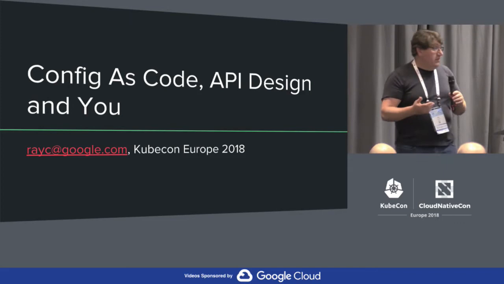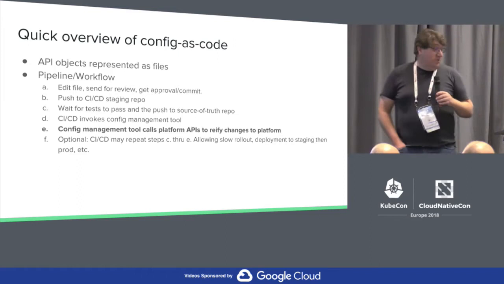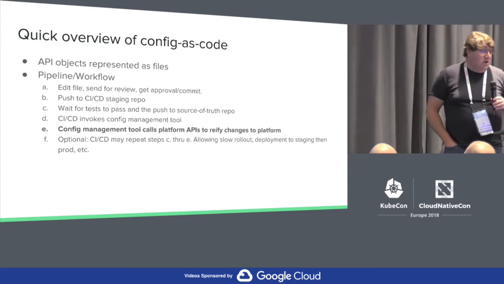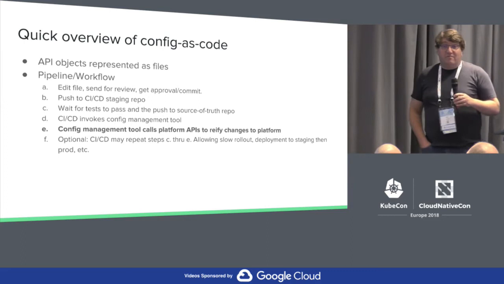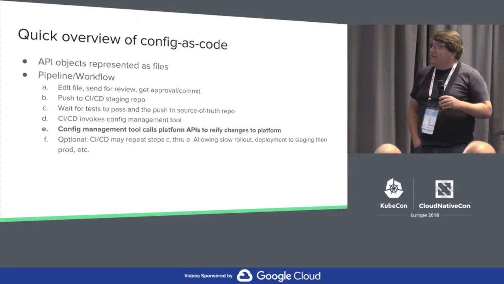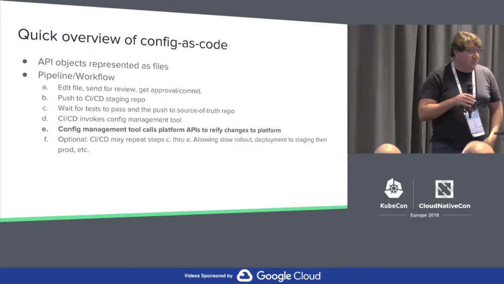So we'll just give a quick overview of the config as code workflow. API objects are represented as files. The workflow generally is you edit a file, you get it reviewed, you push it to your CI/CD staging repo, tests run on it, you wait for them to pass, that gets pushed to your source of truth repo, and then the CI/CD system invokes the config management tool, and then the config management tool calls an API to reify the changes to the platform. Sometimes CI/CD systems may repeat steps to allow slow rollout and things like that. So that's generally the workflow.